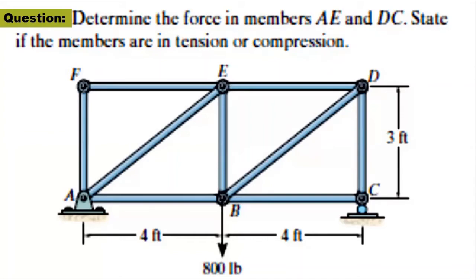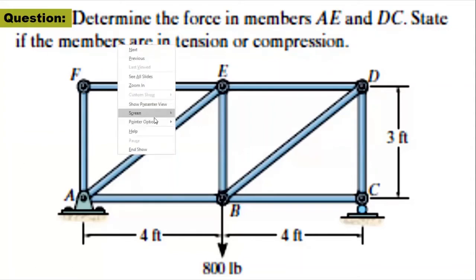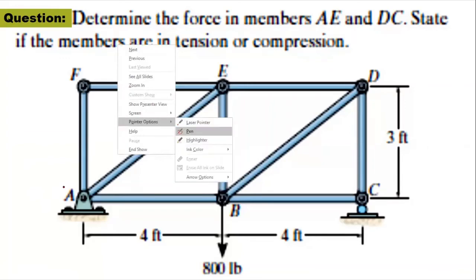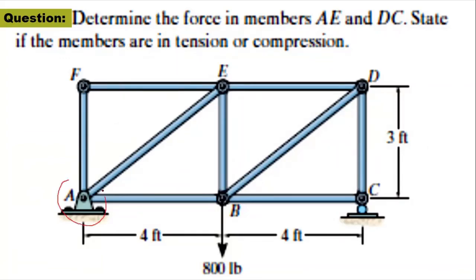You have to state if the members are in tension or compression, and you have to decide whether the force in the members is in tension or compression. It means that you have to decide the nature of the force here. So you can see this is the question, and at joint A you can see, let me select the pen here, that this is a hinge support.